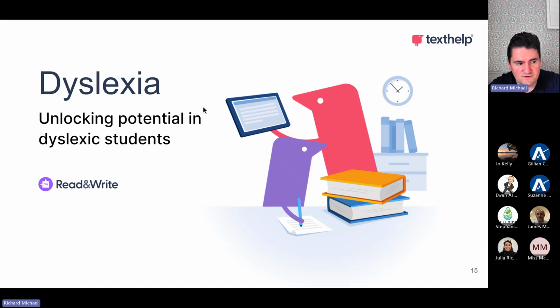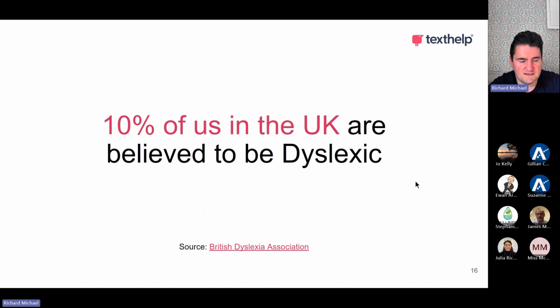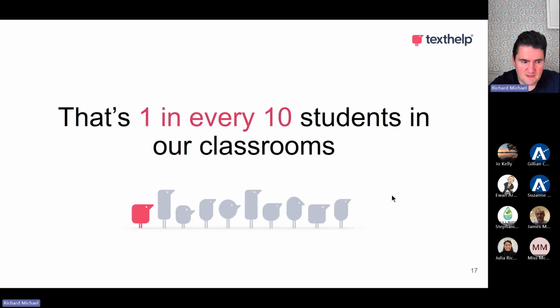And some of those challenges, like dyslexia, for example, can be hugely supported with the use of Read and Write. This is quite a common stat now that you'll probably all be aware of, but officially 10% of us in the UK are believed to be dyslexic, and the belief is that it is probably even higher than that. So that's 1 in every 10 students in our classrooms.